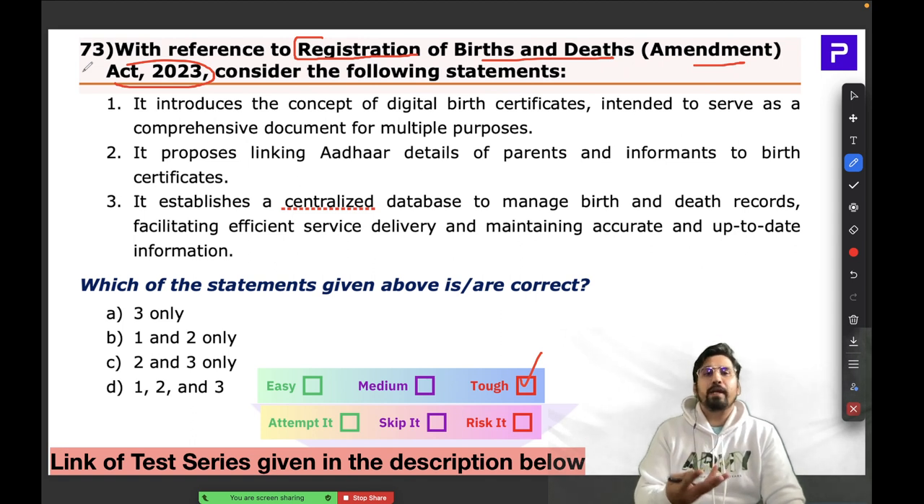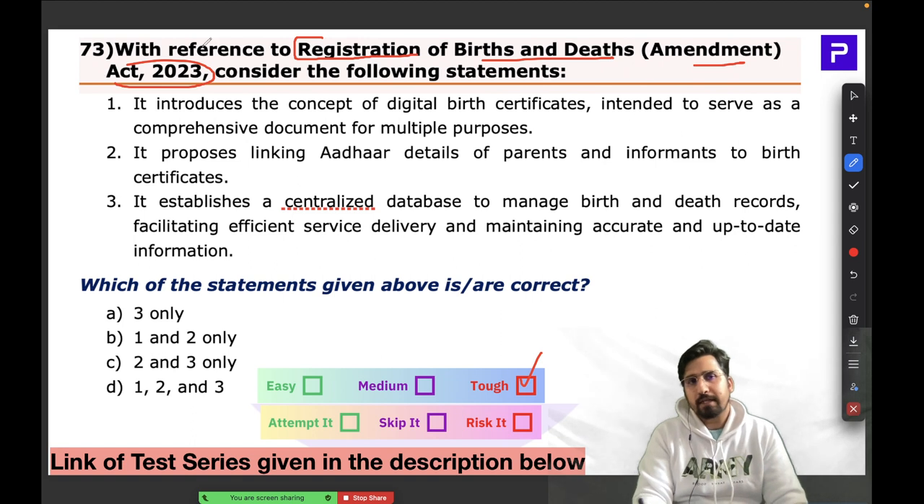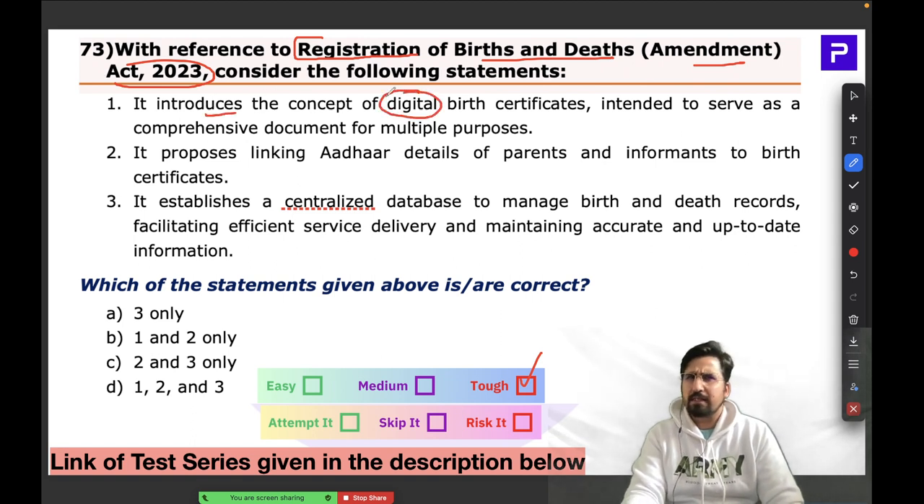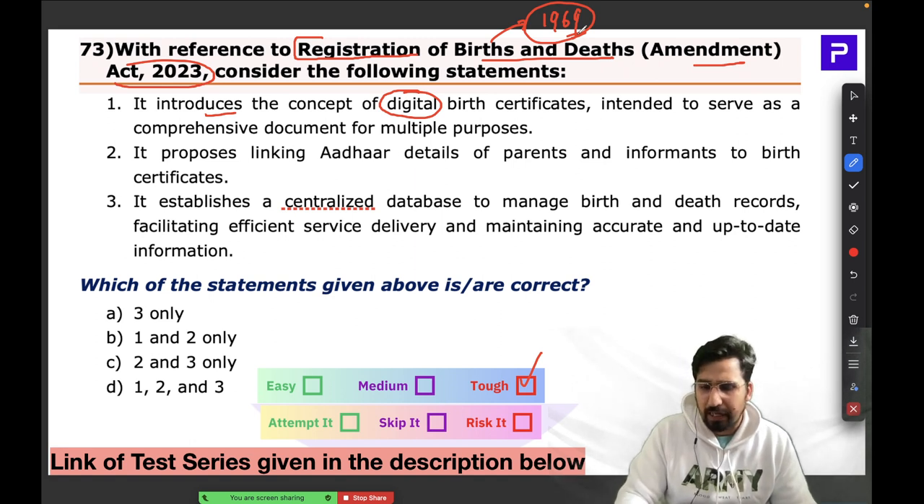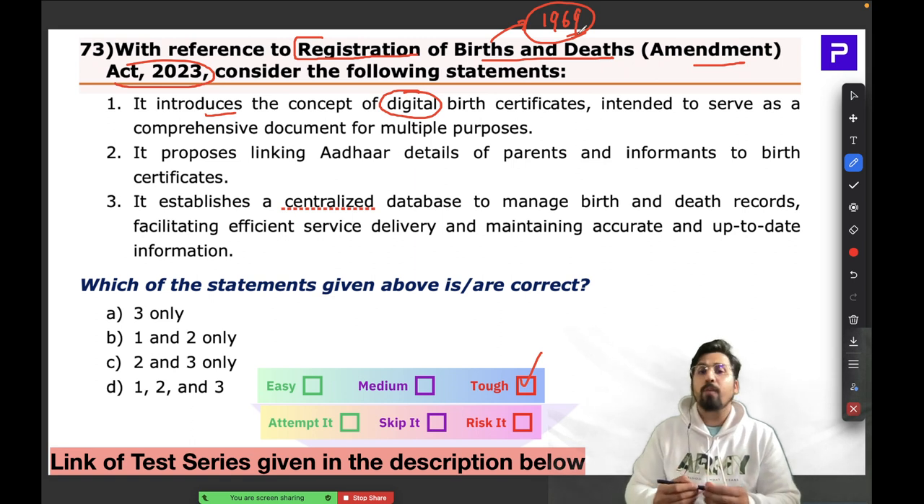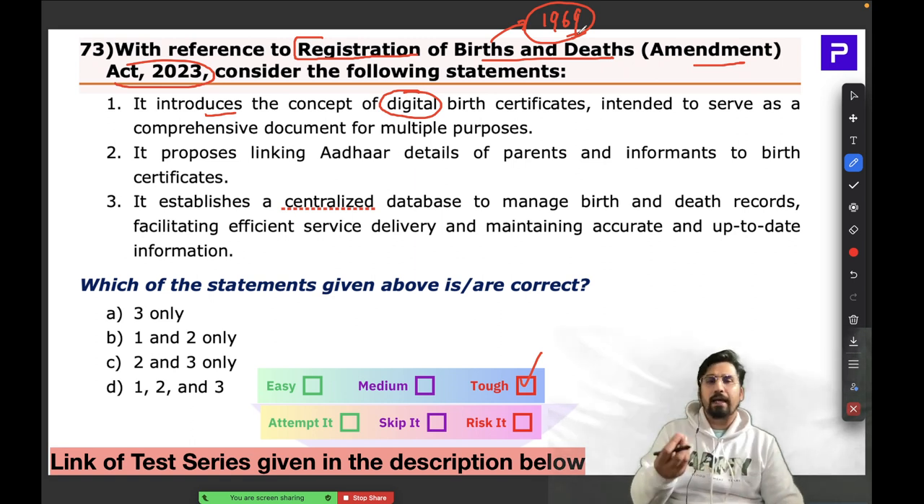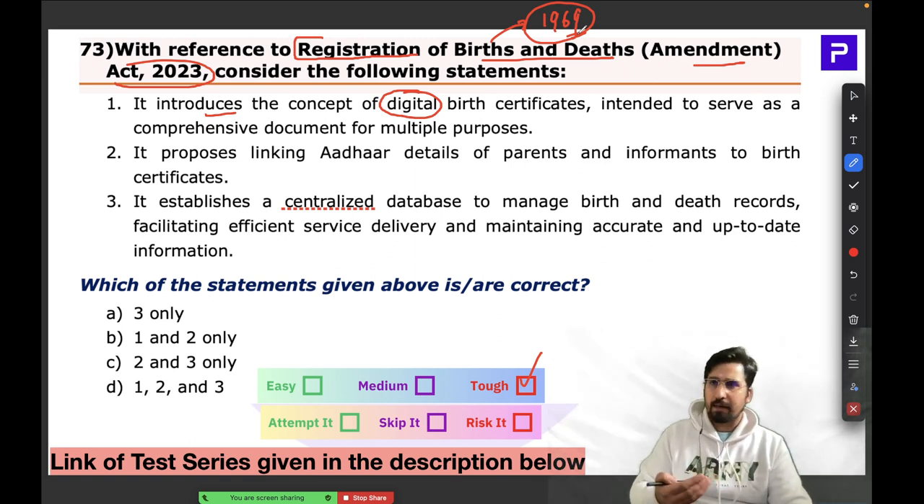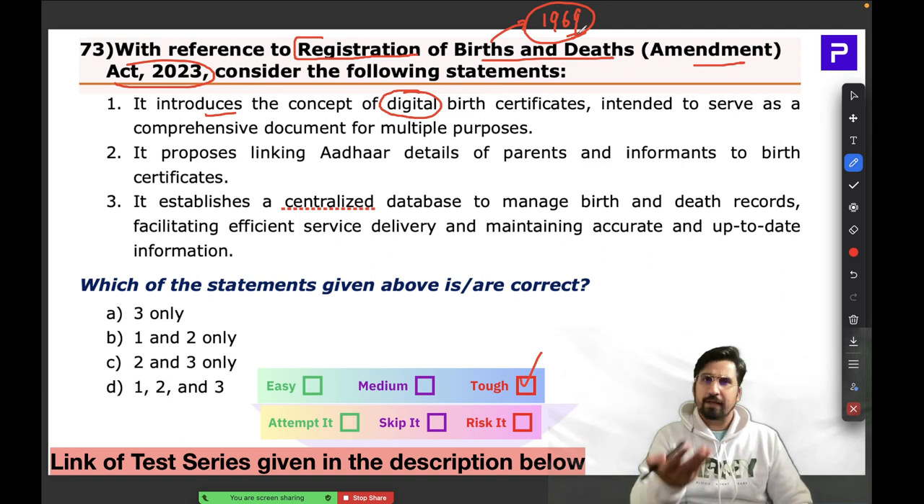What new can we do in terms of birth and death certification, right? Look, the first statement says it introduces the concept of digital births. I mean, this is the only thing we can do, right? Because the original act was passed in 1969. I know this much, that the act was there in 1969. But the only thing I can add recently is digitalizing the whole process. So yes, the first statement looks correct to me.